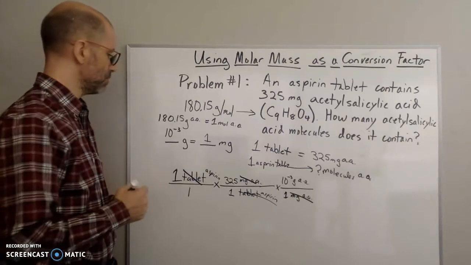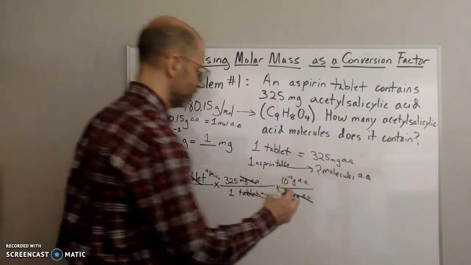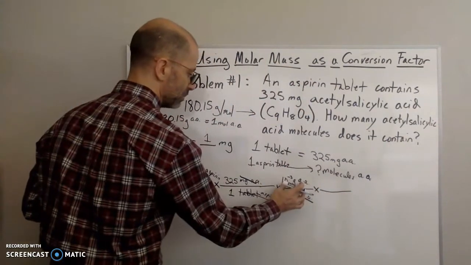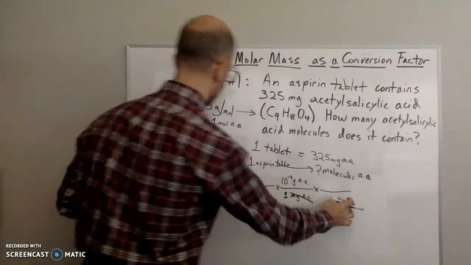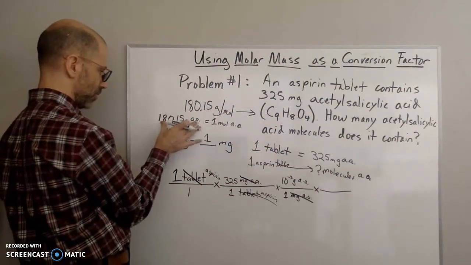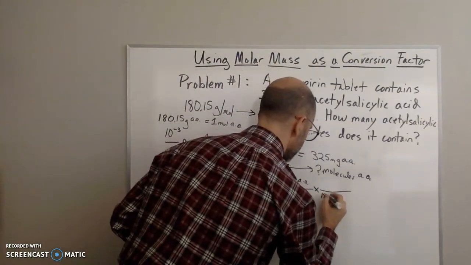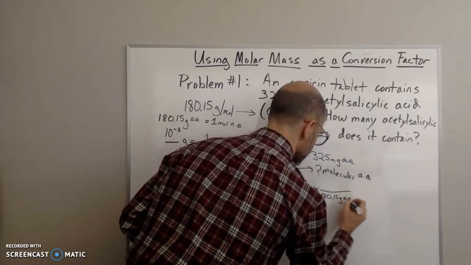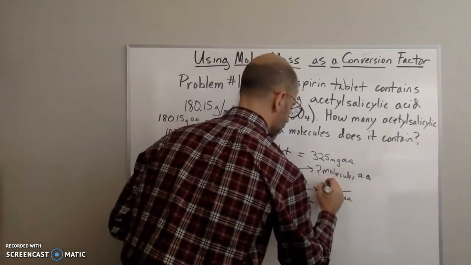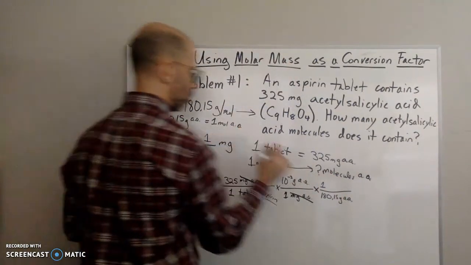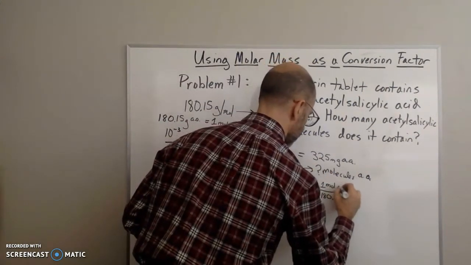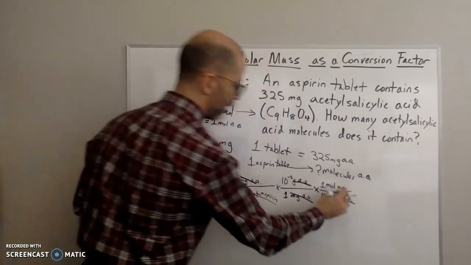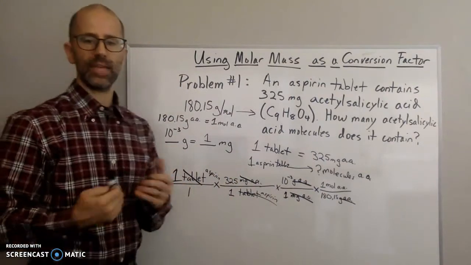acetylsalicylic acid. Okay, so now I can use a conversion. I'm going to do another conversion factor. I have grams on the top, so I want grams on the bottom. So I'm going to take this grams, 180.15. I have 180.15 grams of the acetylsalicylic acid. And then on top, I'm going to have 1 mole. So 1 mole of the acetylsalicylic acid on top. I'm going to cancel out the grams. Now I have moles of acetylsalicylic acid.